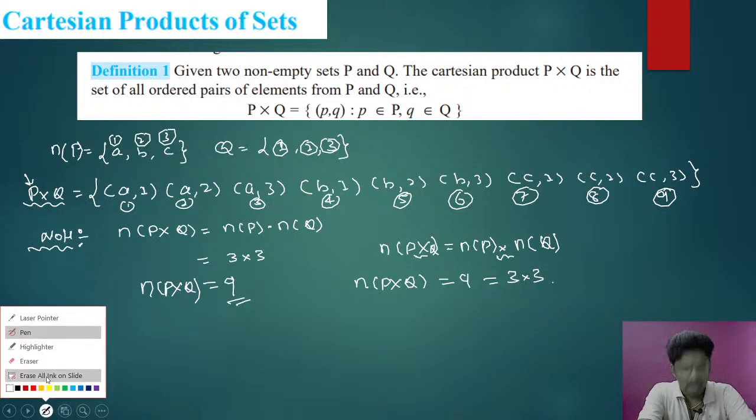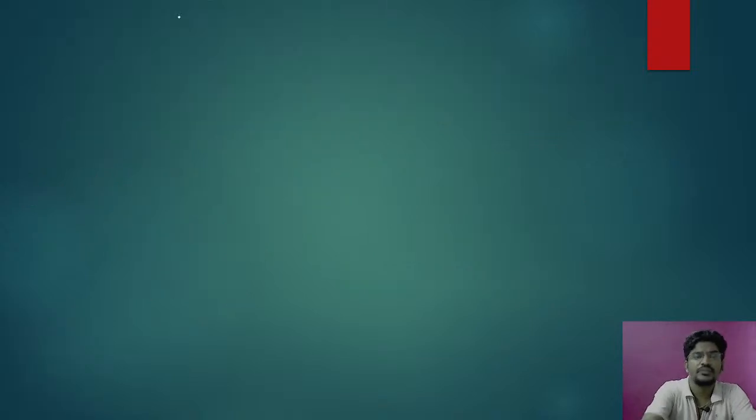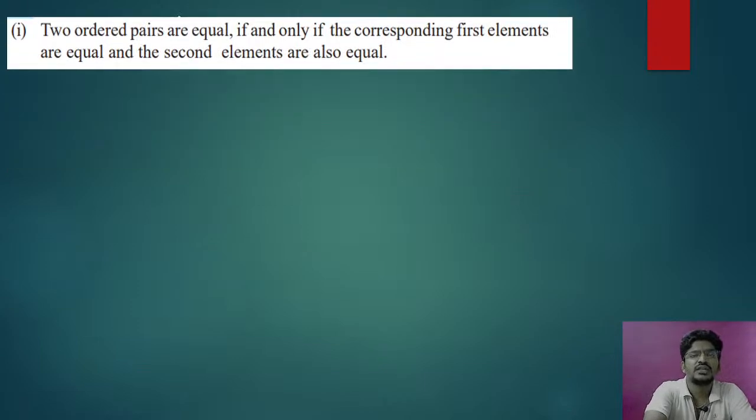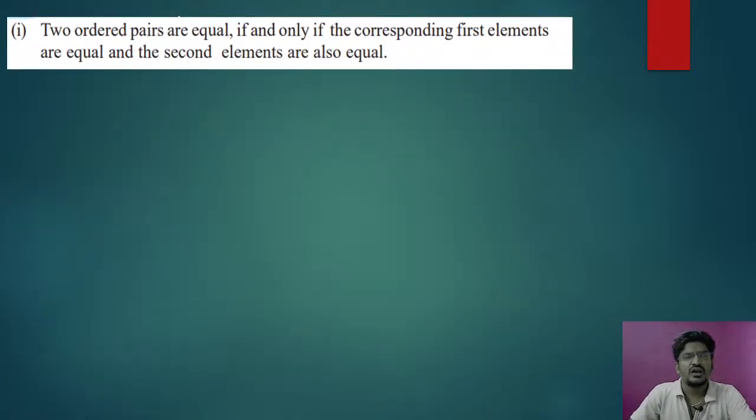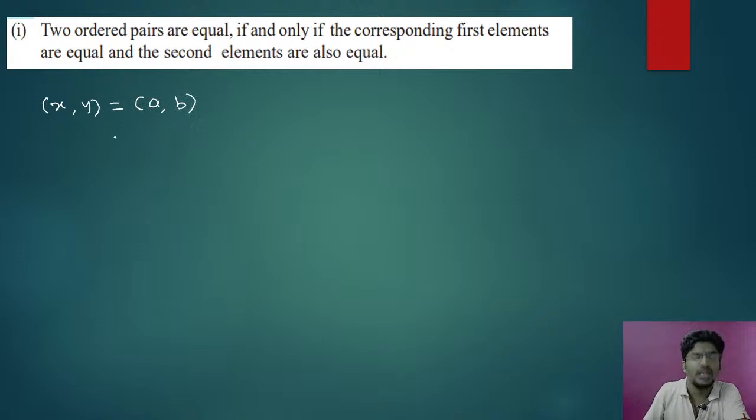Now I will go for the next concept. See this: two ordered pairs are equal if and only if the first elements are equal and the second elements are also equal. What is the meaning of this? If I have two ordered pairs (x, y) and (a, b), and I want to say (x, y) is equal to (a, b), it is only possible if and only if x is equal to a and y is equal to b.